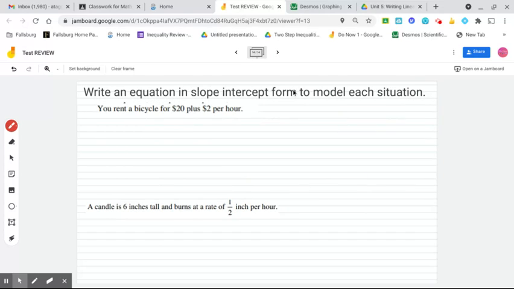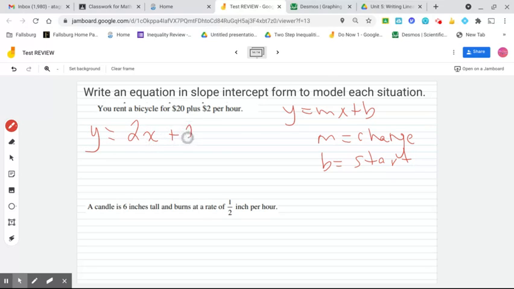And last, write an equation in slope-intercept form to model each situation. So remember, when we have slope-intercept form, m is what's changing, b is where you're starting. Okay, so it says you rent a bicycle for $20. That's where you're starting. You must pay $20. Then it's changing because you're adding on $2 per hour. So we have y equals, we're going to take that 2, that's what's changing, x plus 20. So that's it, y equals 2x plus 20.